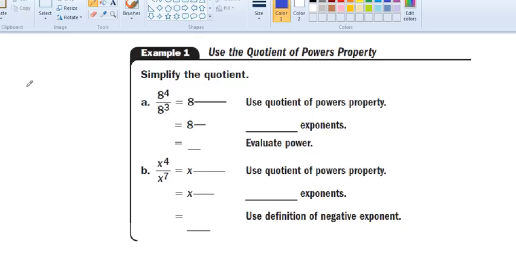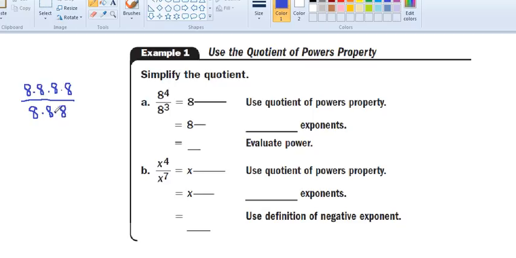The reason we're doing this is that you can see this a little bit better on the first two examples. The property itself might make more sense to you after we do this. So here's what we're going to write. Instead of 8 to the fourth, we're going to write 8 times 8 times 8 times 8, and that's on top. And then on the bottom, we're going to write 8 to the third, which is 8 times 8 times 8.